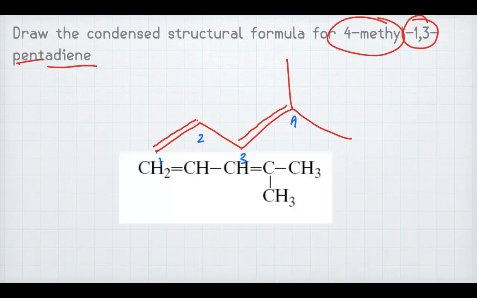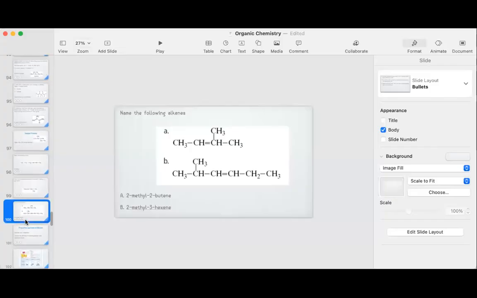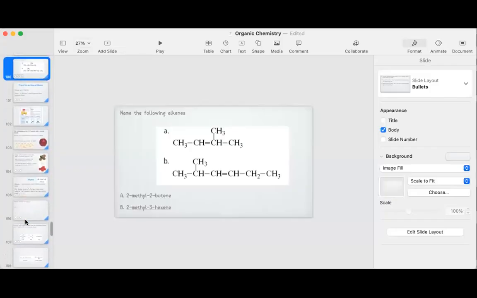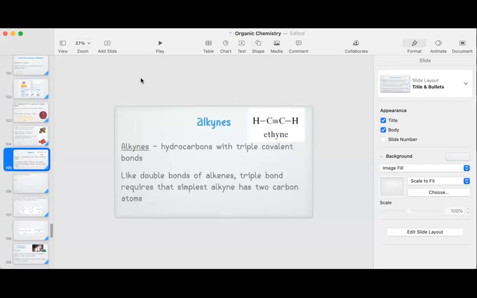Okay, that's the condensed structural formula. Again, I can't be bothered to spend all the time writing all that, so I prefer the skeletal way. Okay, let me go to properties and uses. All right.